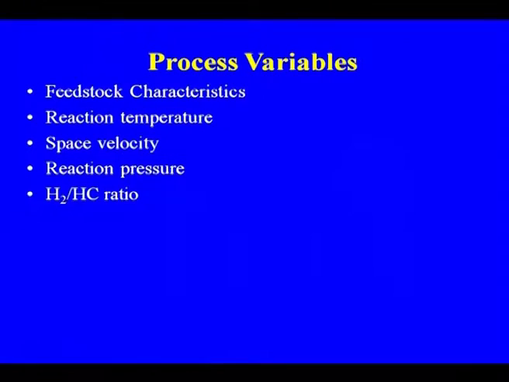Now, let us discuss the process variables in catalytic reforming, because this is a very important part of catalytic reforming or any reaction. The operating conditions have to be maintained properly to have the optimum yield. Some of the major parameters affecting the reformate yield, the quality of the reformate and the octane number are: feed characteristic, reaction temperature, space velocity, reaction pressure, and hydrogen to hydrocarbon ratio.